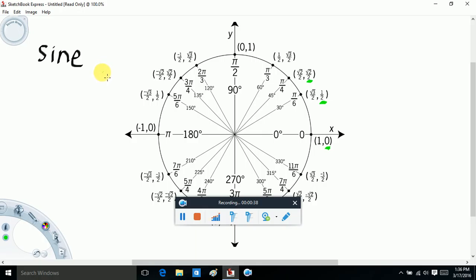So what we're trying to do is find the value of sine for different values of theta. So let's just do an example. Sine of 5 pi over 6. The first step is to find 5 pi over 6 on the unit circle. We know it's going to be right here. So sine of 5 pi over 6 is going to be this distance right here, which is 1/2. Okay?